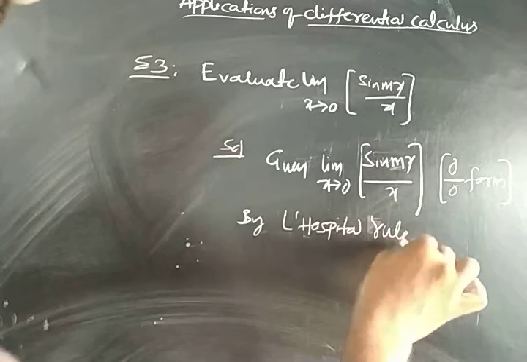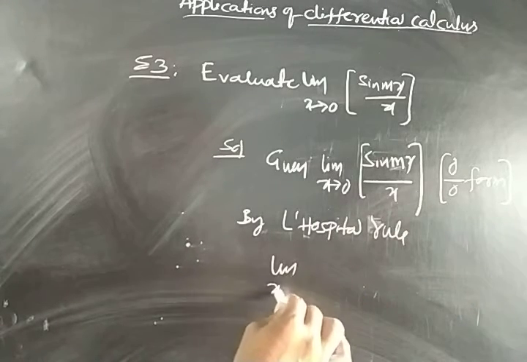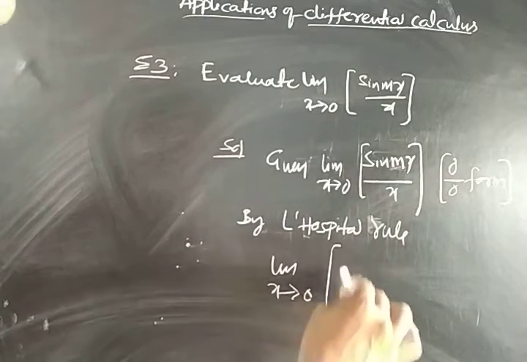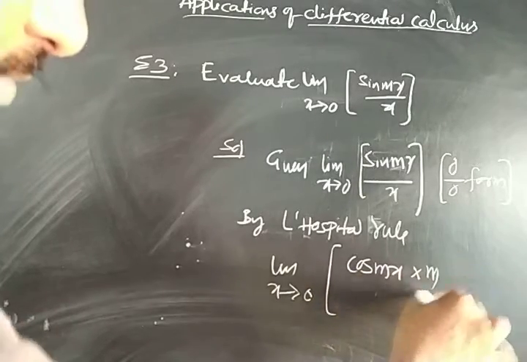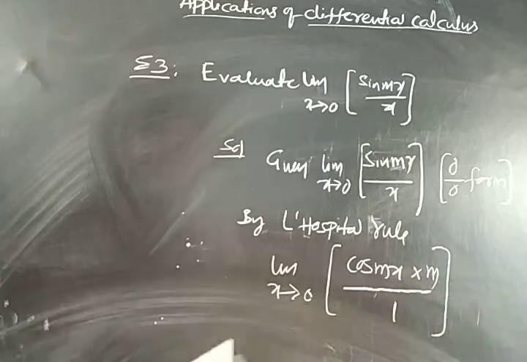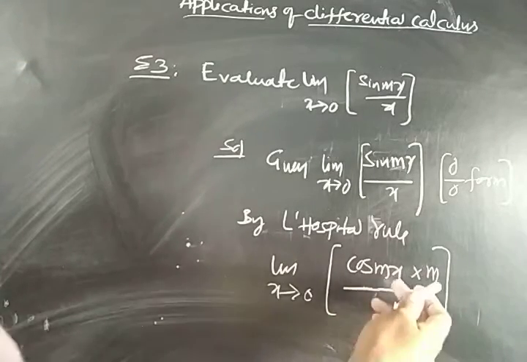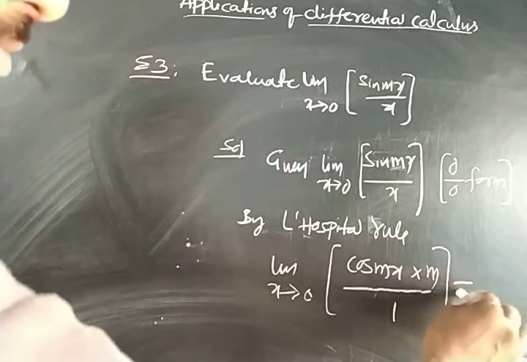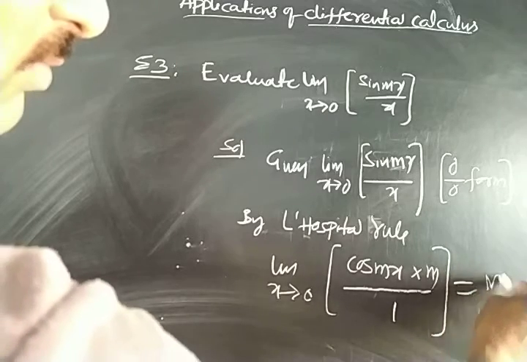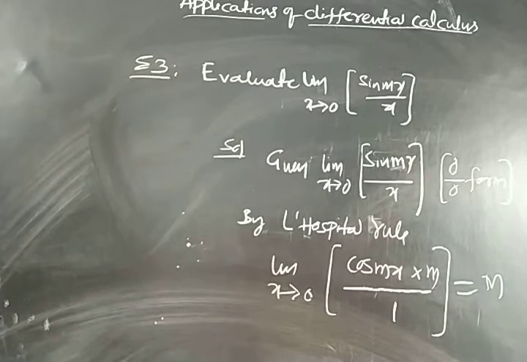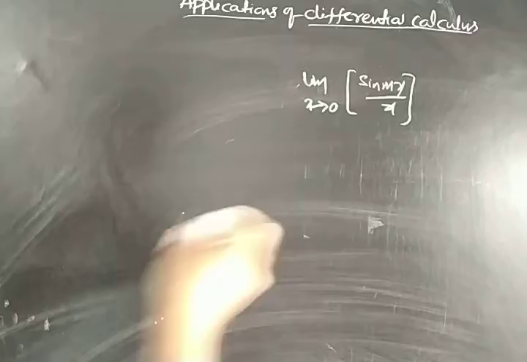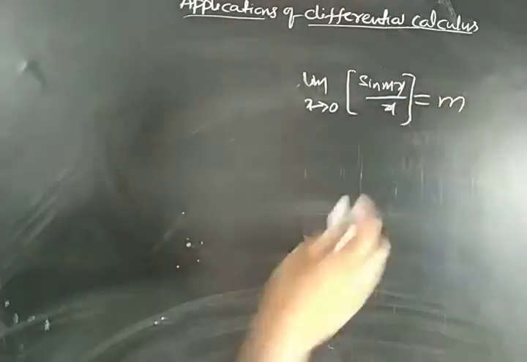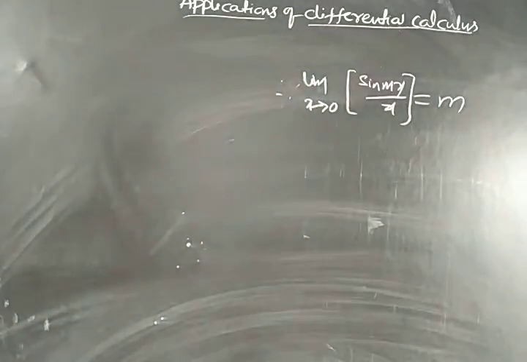By L'Hospital rule, limit x tends to 0, sin derivative is cos mx, and mx derivative is m, by x derivative 1. Now substitute 0: cos 0 is 1, 1 into m. So the limit value of the function is m. Therefore its value is m. Okay, this is the third example.